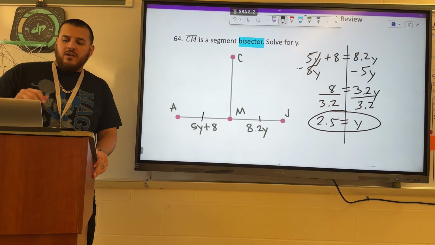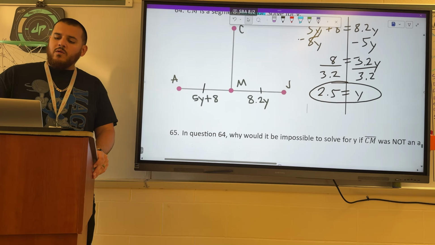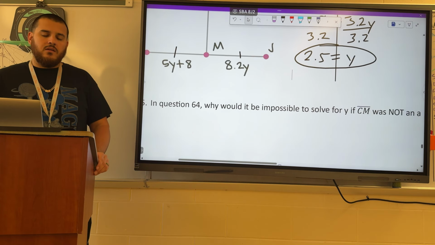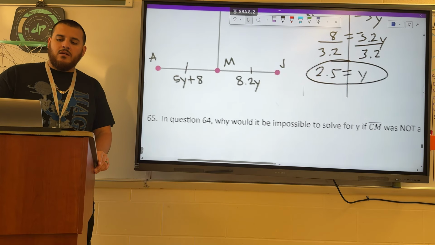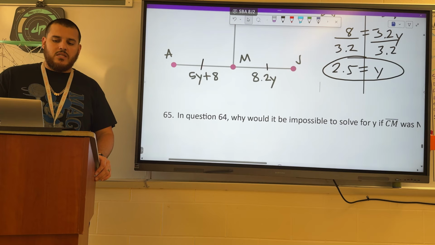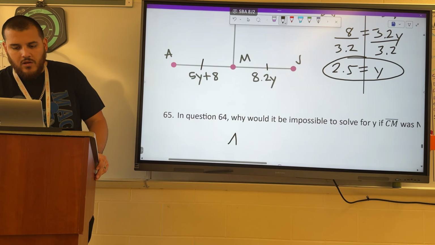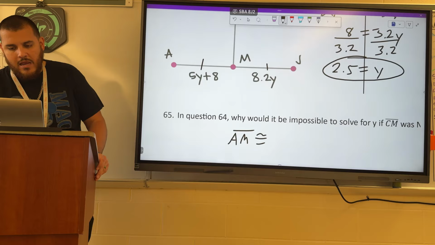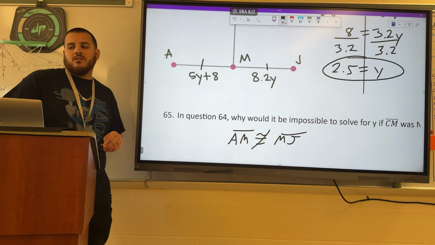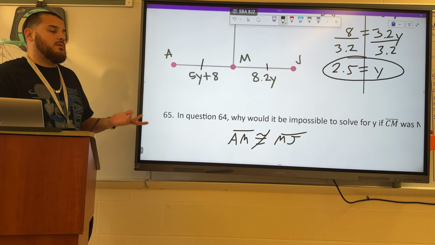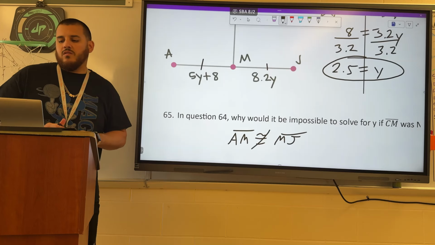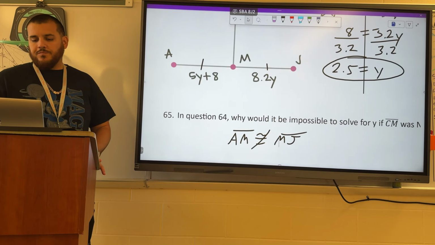The next question is kind of a follow-up. It asks us, why would it not be possible to solve for y if CM was not an angle bisector? Well, the answer is that we would not know that AM was congruent to MJ. This wouldn't be true. AM would not be congruent to MJ if we did not have a segment bisector. Therefore, we would have no idea about the lengths, and no idea what equation would allow us to solve for y in that problem.